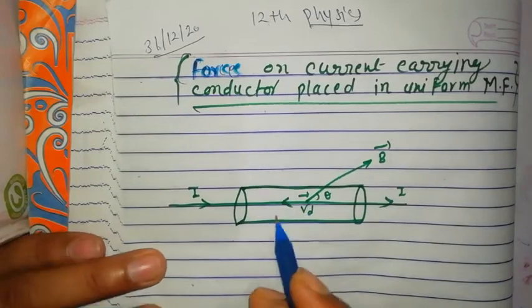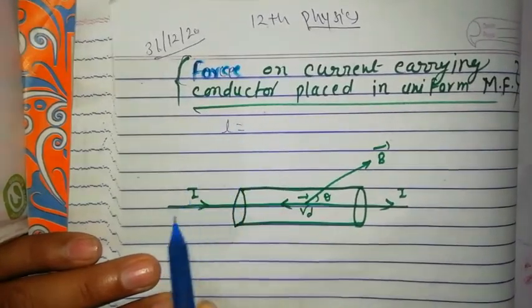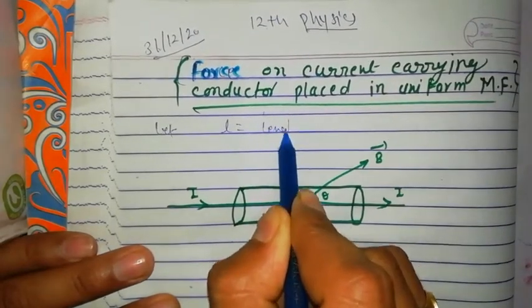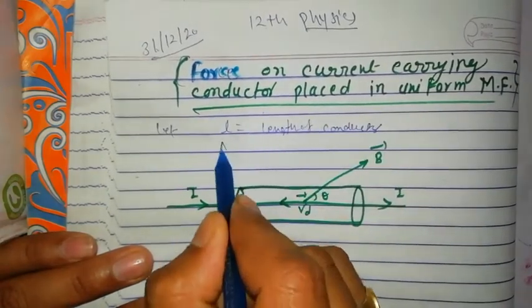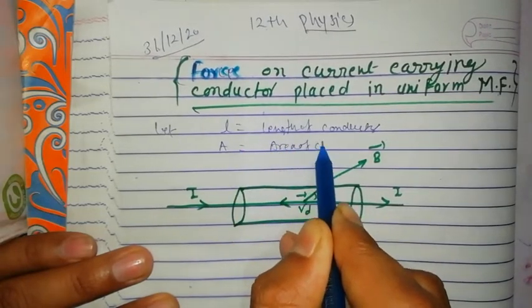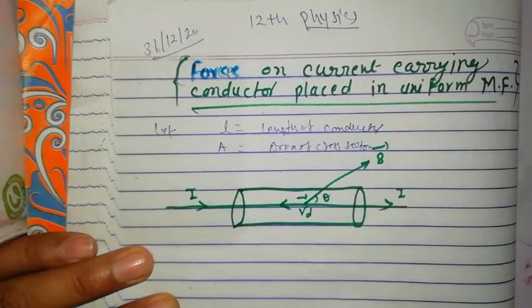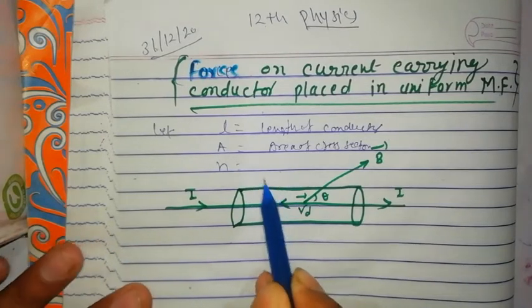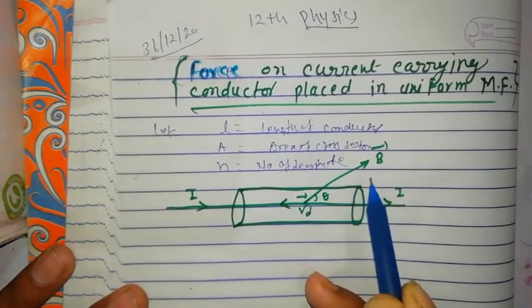Let small l be the length of the conductor, and capital A its area of cross section, and small n be the number density of free electrons.